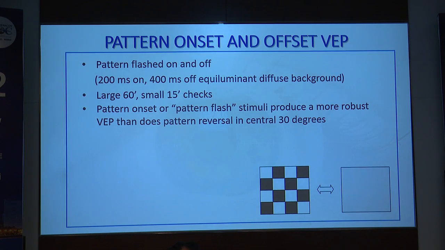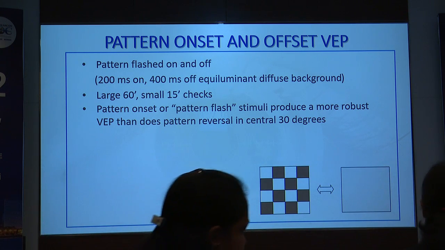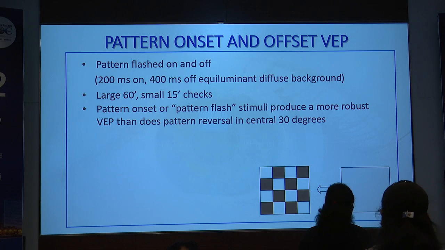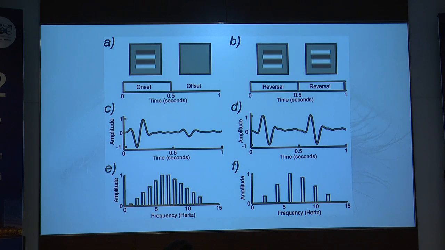Coming to pattern onset and offset VEP, here the pattern is flashed on and then off. So 200 milliseconds it's on, followed by 400 milliseconds of off with an equiluminant diffuse background. Here also we will have two check sizes. The pattern onset or pattern flash stimulus produces a more robust VEP than does pattern reversal in the central 30 degrees. And this is the comparison between pattern onset offset and pattern reversal.